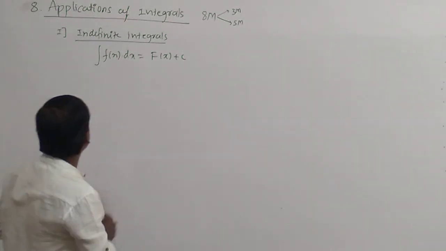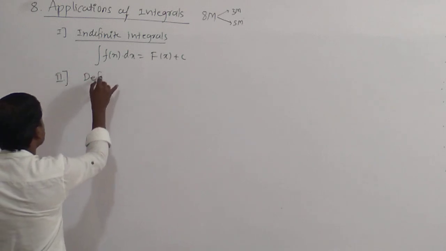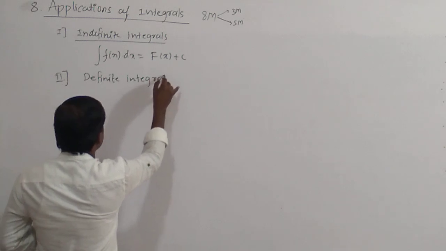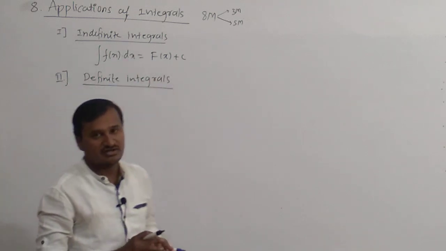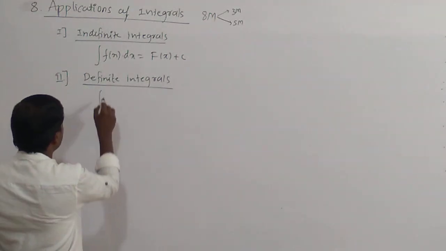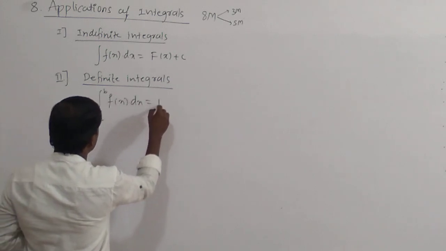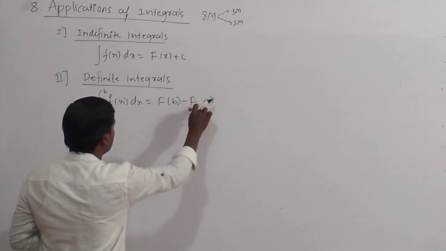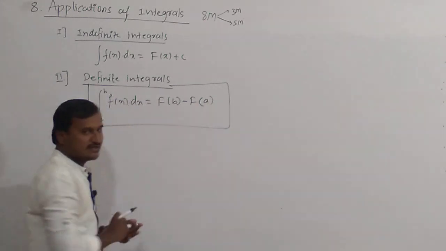Next, the second type of integral is definite integrals, right? This is very important to study the applications of definite integrals. The definite integral is in the form of integration from a to b of f of x into dx. This is equal to F of b minus F of a. Such types of integrals are said to be definite integrals, right?